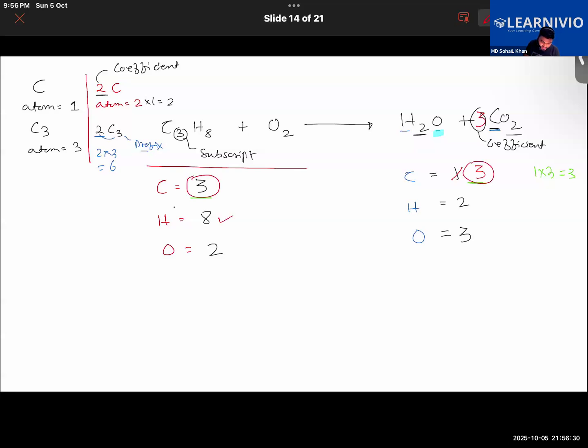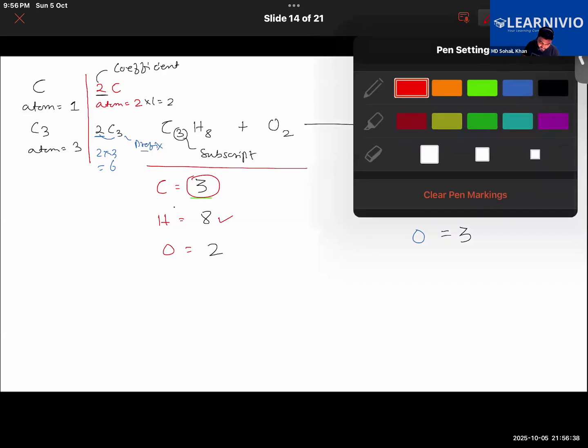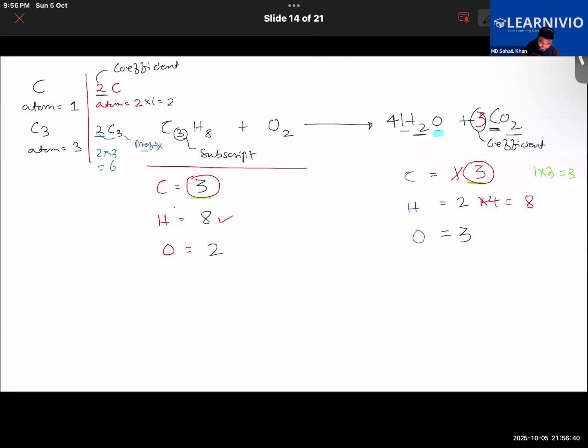Next, look at hydrogen. Here there are eight atoms, and here we can multiply it by four to get eight. So we are going to put four here. So hydrogen also has been balanced now.